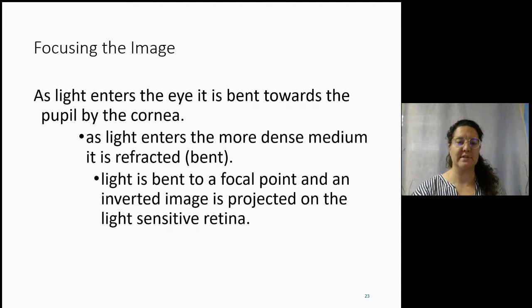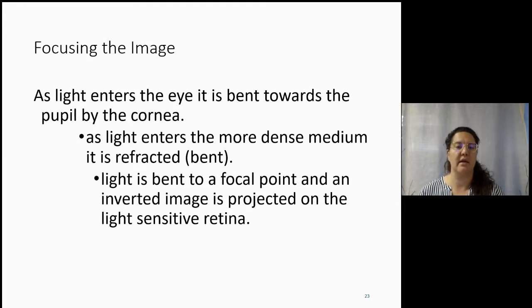So after light enters the eye, our eyes have to do a job of focusing the image, or else we would just see blurry nothingness that doesn't give us any information about what's in our environment, so it doesn't help us survive. So focusing our images is a really important part of the function of the eye.